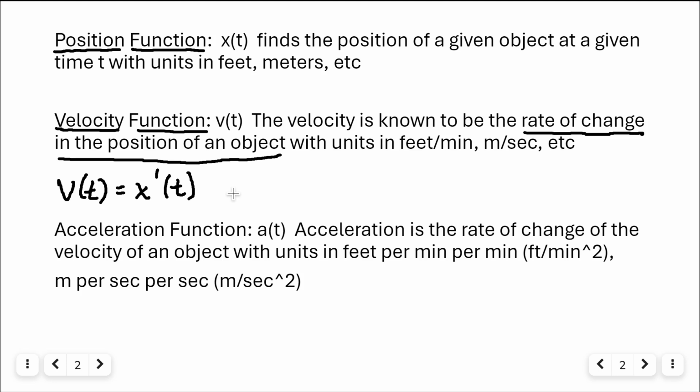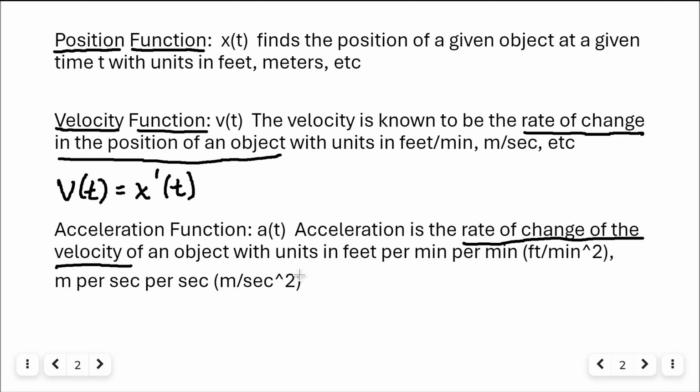And you can kind of see where this is going here. The acceleration function, the acceleration a of t, is the rate of change of the velocity of an object. And the units are given in feet per minute squared, or meters per second squared. That would be your units. Okay, your units are important here. You should know them. You should be able to write them. It also helps you to figure out some of the problems.